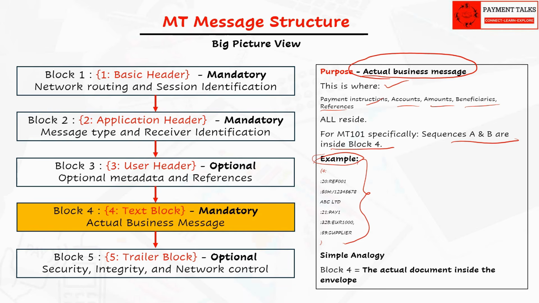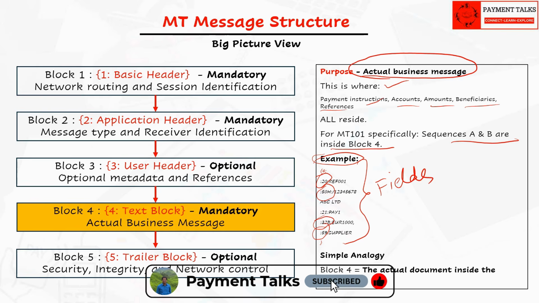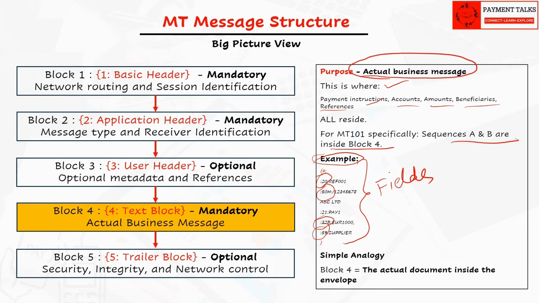How it works: block 4 contains tags like 20, 50, 32B, etc., where each tag has a specific meaning and purpose. Tags are basically fields, equivalent in ISO, which carry the information. Next, block 4 contains sequences, payment instructions, etc. Each message type defines which tags are allowed. Key characteristics are this block is mandatory. Business logic lives here. Parsed by bank systems. In our parcel analogy, think of block 4 as the actual document inside the envelope.